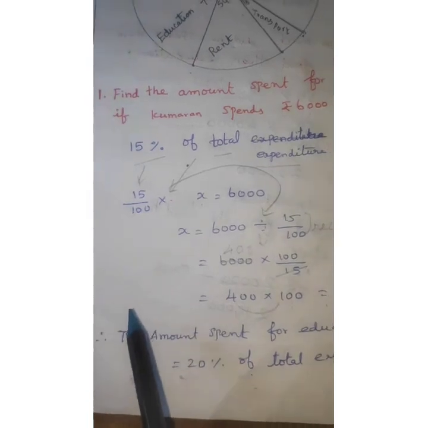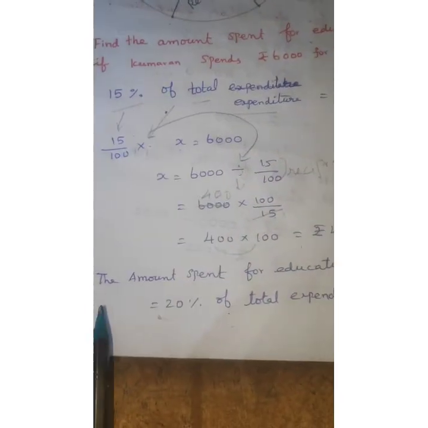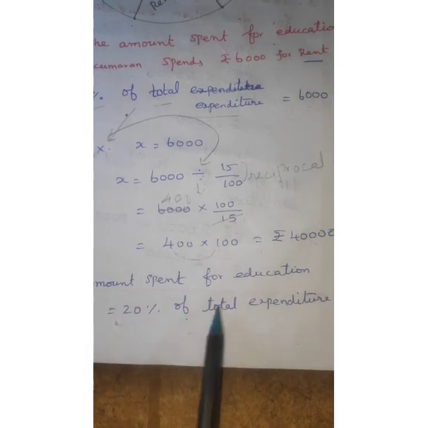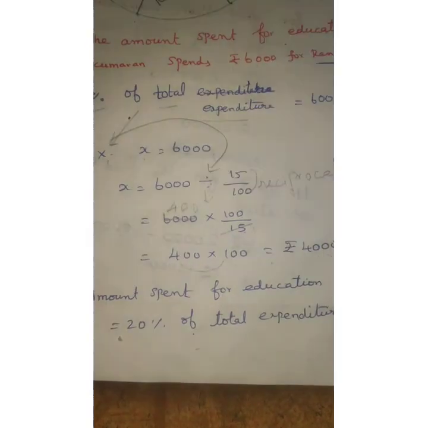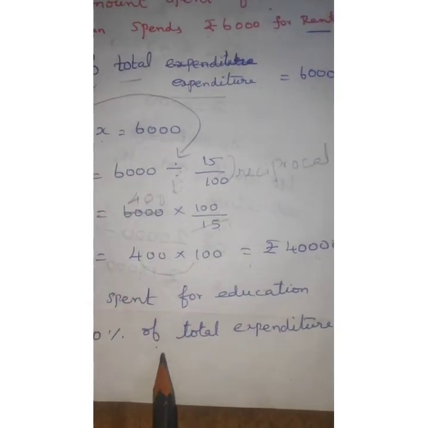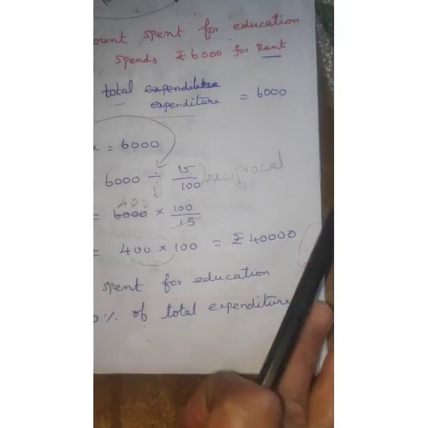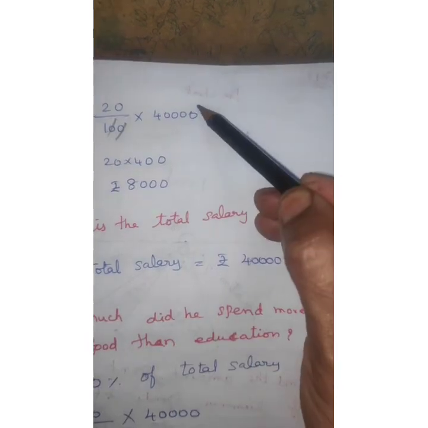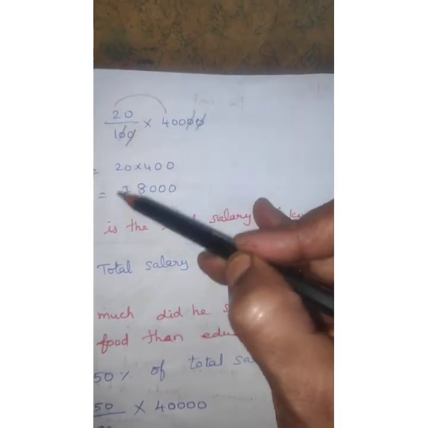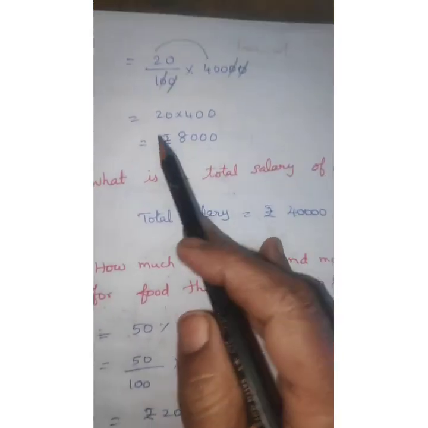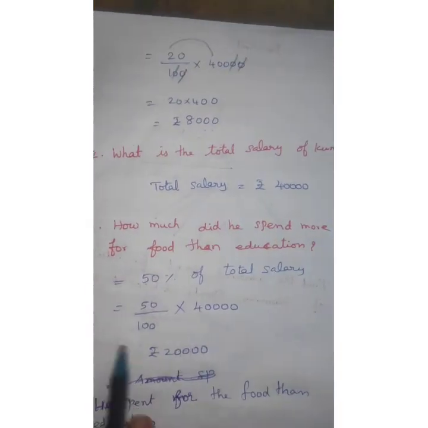Otherwise you can take it as total salary also. The amount spent for education is equal to 20% of total expenditure. 20% of, symbol is into, total expenditure is 40,000. 20 20 cancel. 2 4s are 8. Total zeros are 3. So 8,000.